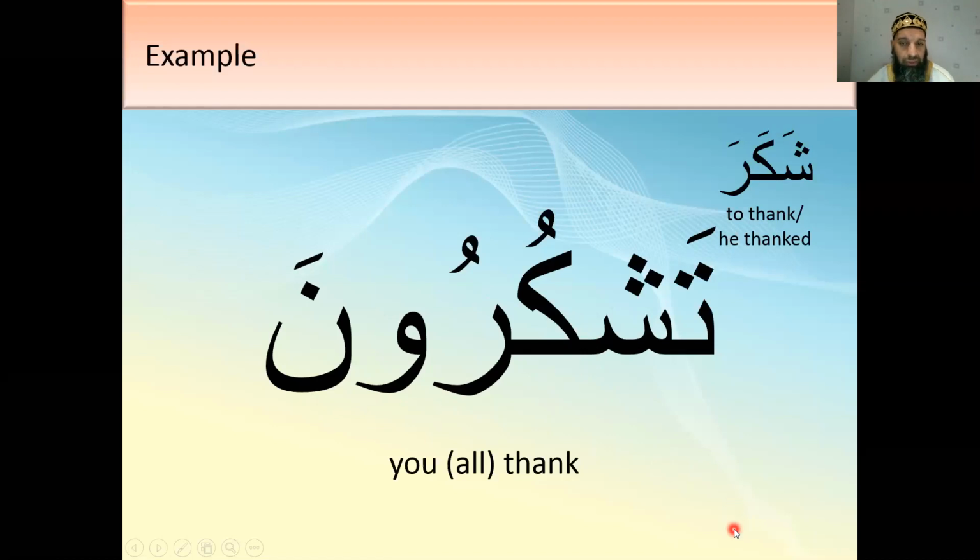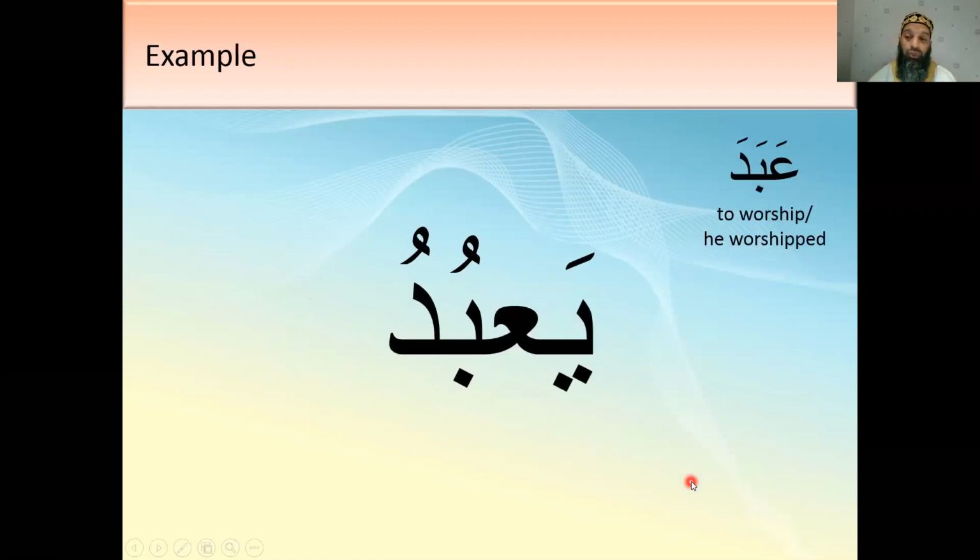And this is 19. Ya'budu. Ya'budu. So the ya is a template. Abada must be the root word, and it is because we can see it there. Good.